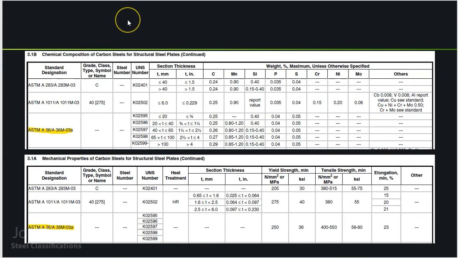So if we look at just a sample chart, we're going to look at A36. So this is A36 steel. The top image is the chemical composition.